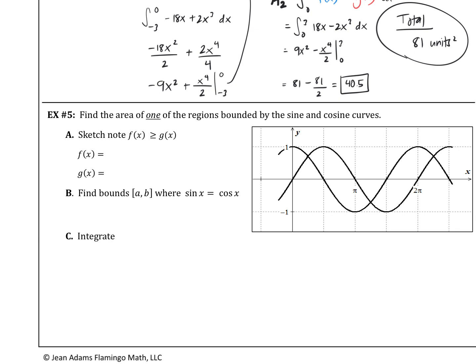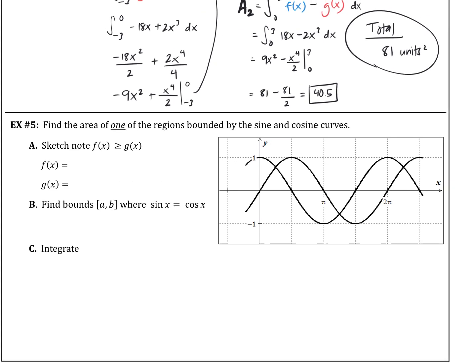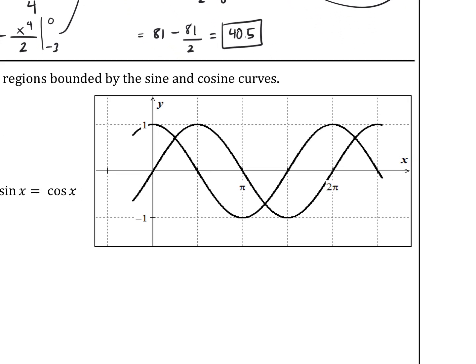It's asking us to find the area of one of the regions that's bounded by the sine and cosine curve. First thing we got to remember is which one's which. Sine starts where? At 0, 0 or at 0, 1? 0, 0. Very good. All your pre-calc teachers are proud. Okay, so sine is this one, which means cosine is my other one.